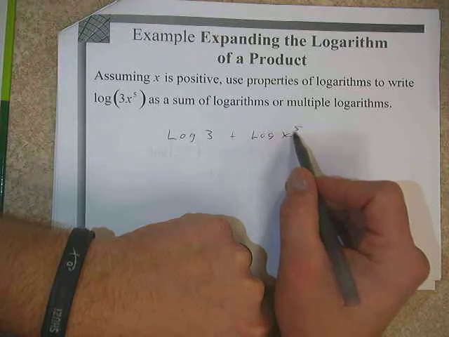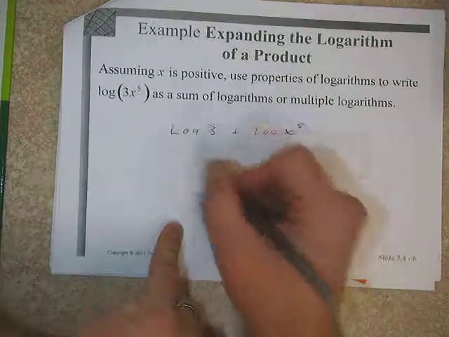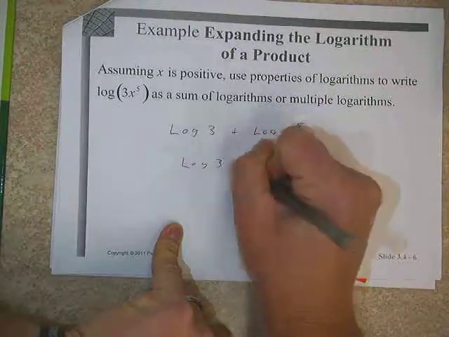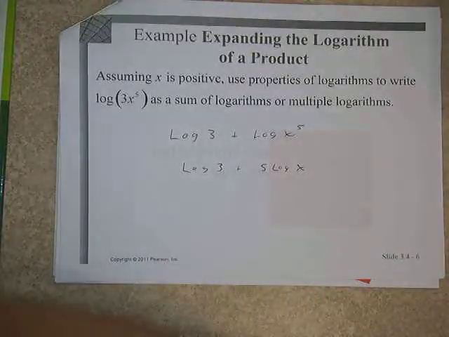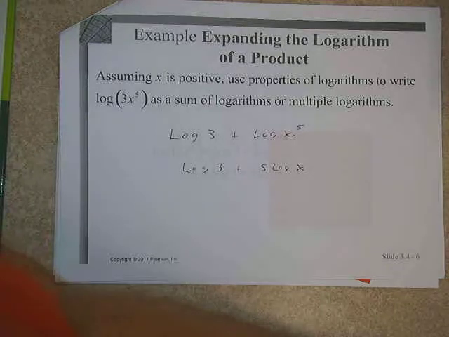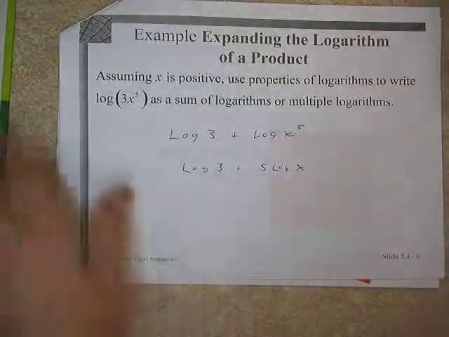Okay, using property number 3, the power rule. That 5 right there, since it's a power on the argument, it's a power on x, if you will, that can go out into the front. And so our final answer here then would be log 3 plus 5 log x. Okay. Questions so far?